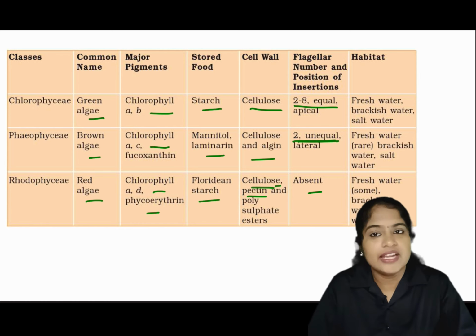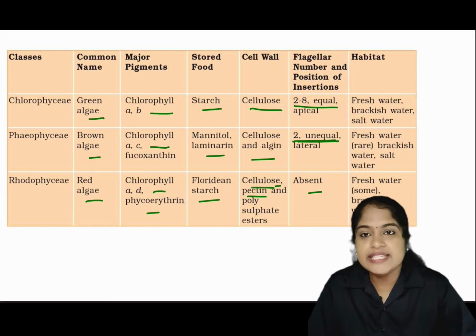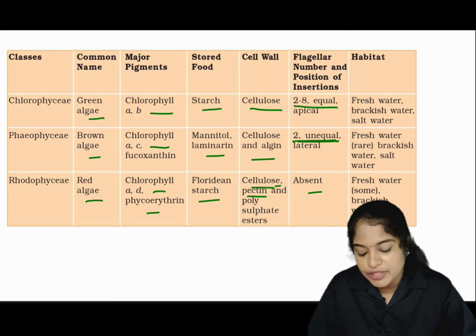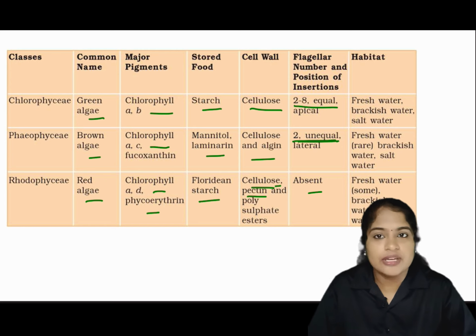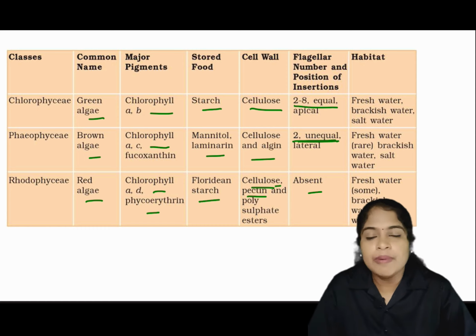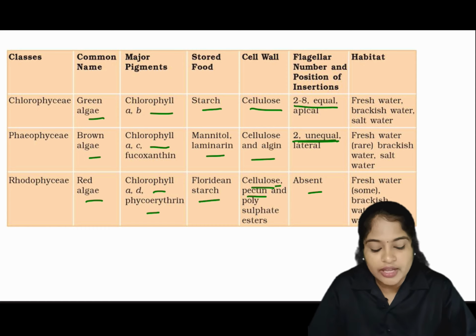Now, the habitat where these organisms are present: Chlorophyceae are mainly present in freshwater, brackish water and salty water. Coming to Phaeophyceae, they are very rarely found in freshwater, but they are more found in brackish water and salt water. Rhodophyceae, some are found in freshwater and the majority are found in brackish water and salt water.